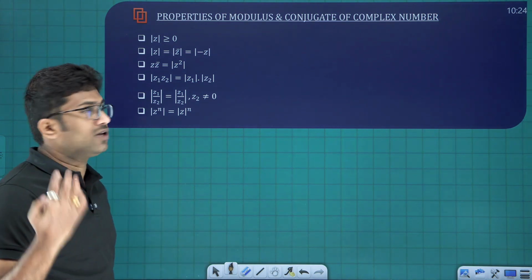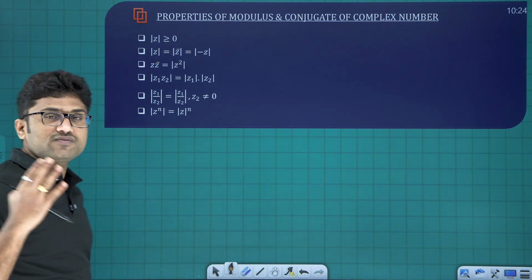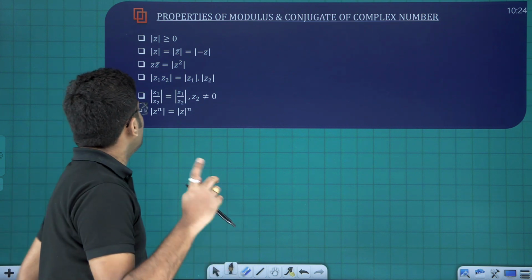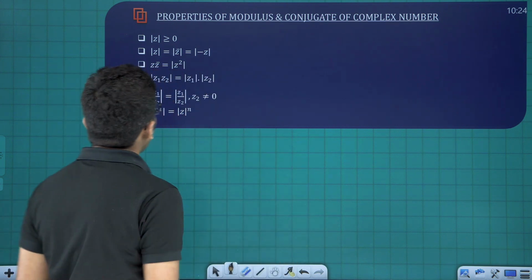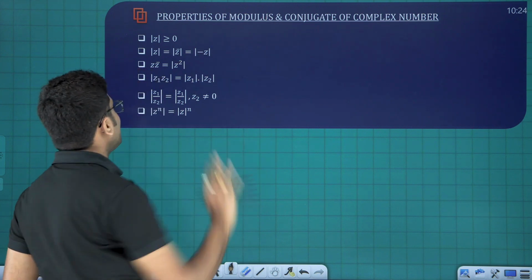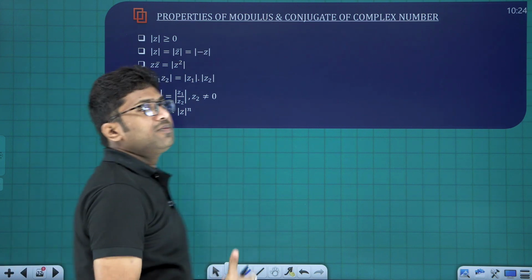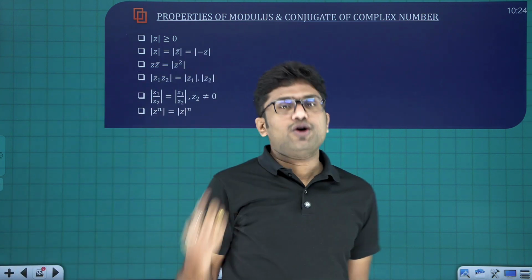Properties of modulus and conjugate, friends. So modulus of z will always be greater than or equal to 0. Mod z is always equal to mod of z bar is always equal to mod of minus z. All these are equal, because all of them are equidistant from the origin, we say.